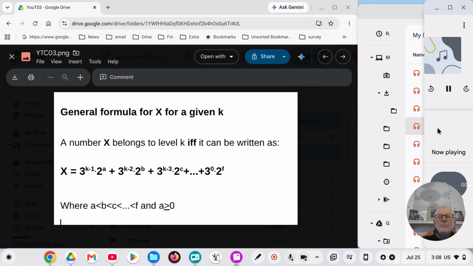Now a number x belongs to the level k if it can be written as x equals 3 to the power of k minus 1 times 2 to the power of a, plus 3 to the power of k minus 2 times 2 to the power of b, plus 3 to the power of k minus 3 times 2 to the power of c, plus, all the way to 3 to the power of 0 times 2 to the power of f. Now a is less than b is less than c, all the way down to less than f, and a is greater than or equal to 0. So you have falling powers of 3 and rising powers of 2. That's the general formula for x for a given k.